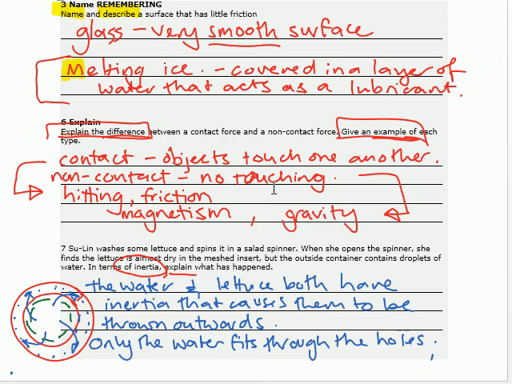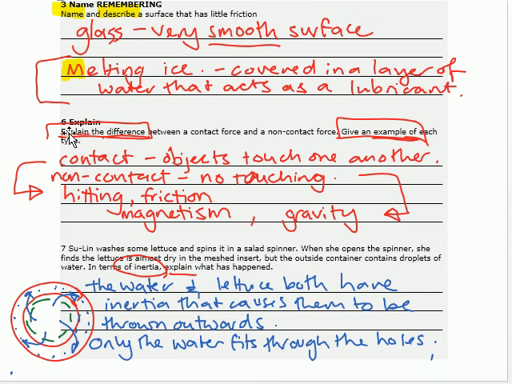Question 6, we're just talking about contact and non-contact forces again. Now you'll note that I have highlighted or done circles around the bits of the question that tell me how to answer it, the key parts of the question, explaining the difference. If all you do here is write down some examples of contact and non-contact forces, you won't get all the points for the question.